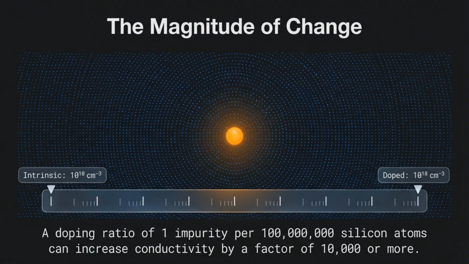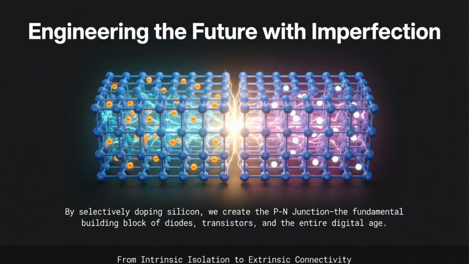Even a small doping ratio, like 1 impurity per 100 million silicon atoms, can dramatically increase conductivity by a factor of 10,000 or more. By selectively doping silicon, we engineer the p-n junction. This is the fundamental building block for diodes, transistors, and the entire digital age.